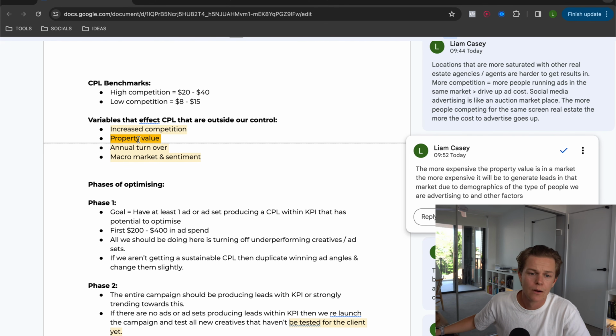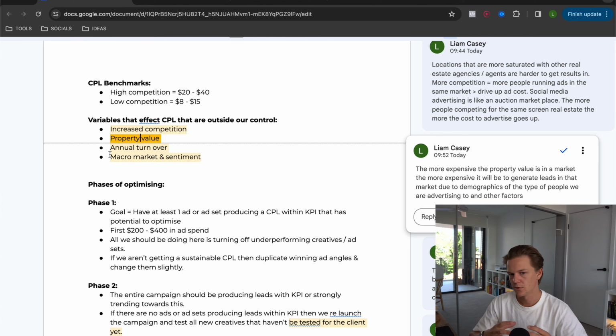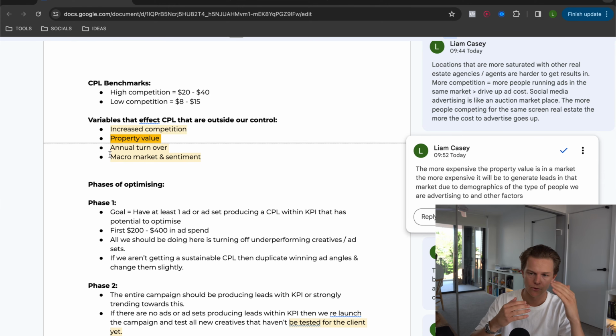Cool. Property value. So the more expensive the property value is in a market, the more expensive it will be to generate leads in that market due to demographics of the type of people that we're advertising to and other factors. So usually locations that have a higher property value, usually they're smaller geographical areas to begin with because they're more exclusive and therefore you're just working with a smaller audience size. If you're trying to target a smaller audience size, it's going to be more expensive to advertise because you can just think about like a direct correlation between a Facebook audience. The more specific of an audience that you're trying to reach, the more you're going to have to pay to reach that more specific audience.